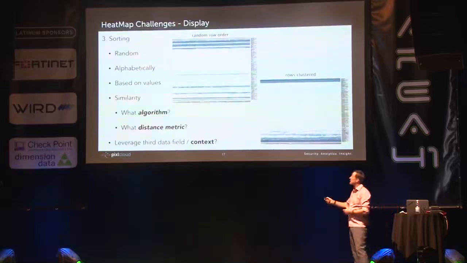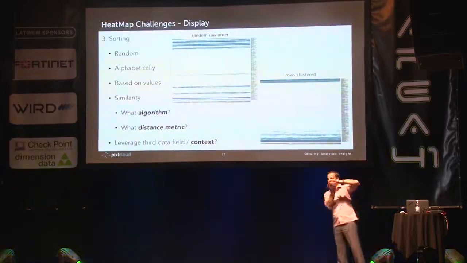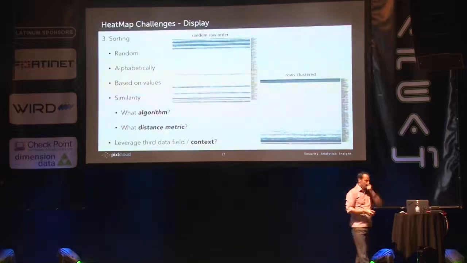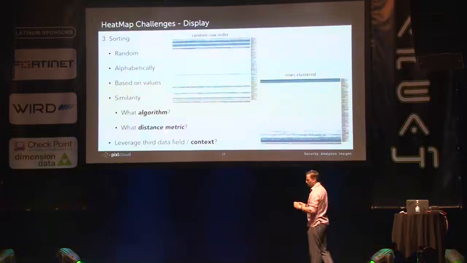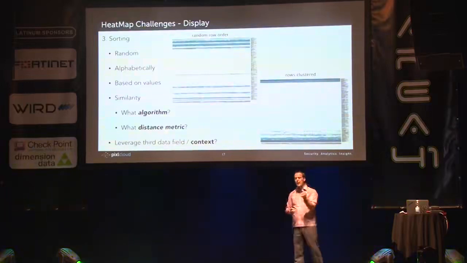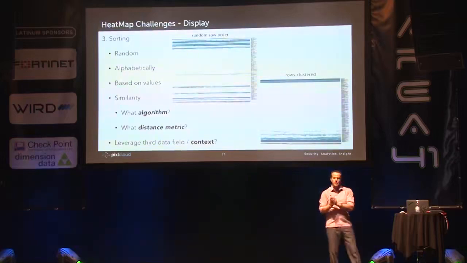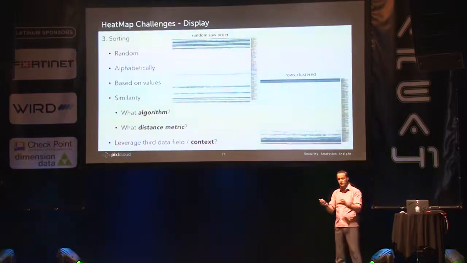Maybe we should be sorted based on the values. We might want to see if there are similarities in here. If two of these lines look similar, maybe I want to put them together so that I see groups of different users showing up. Well, the question then is, what algorithms are we using for that? And even worse, what's the distance metric that you're applying to this? Distance metrics become very interesting when you do data mining and you start doing clustering, for example.